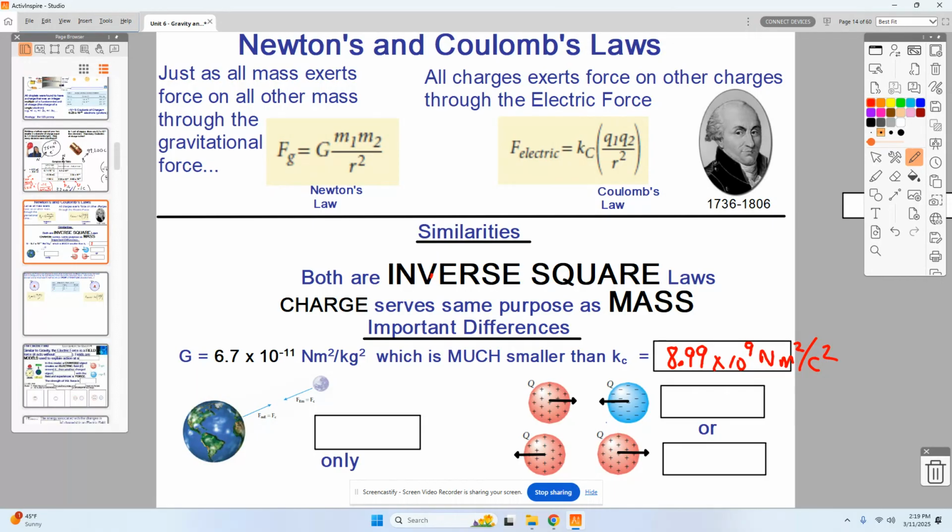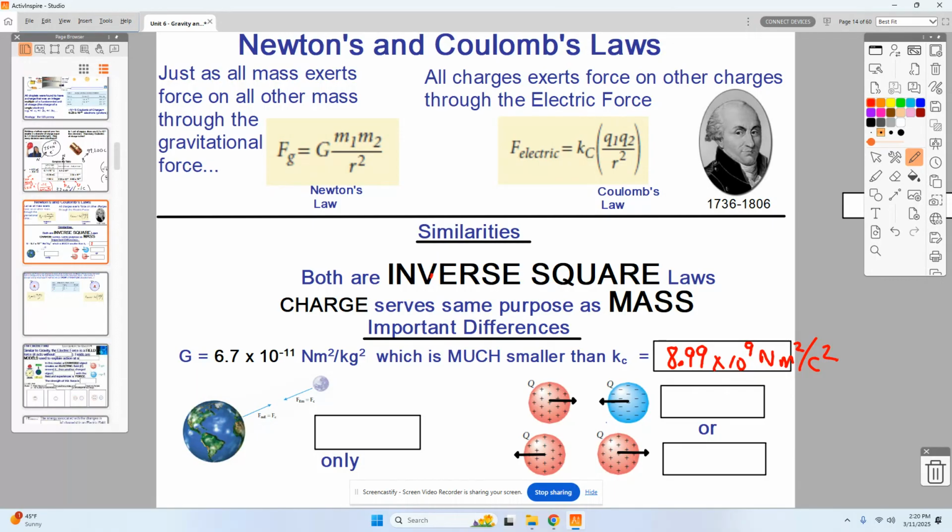Much bigger. Will you turn and tell the person you're sitting next to how many powers of 10 bigger that is than G? How many powers of 10 bigger? One is 10 to the negative 11, the other is 10 to the 9th. About how far apart are they? 10 to the 20th. So K is about 10 to the 20th times bigger. That's a really big constant compared to G.